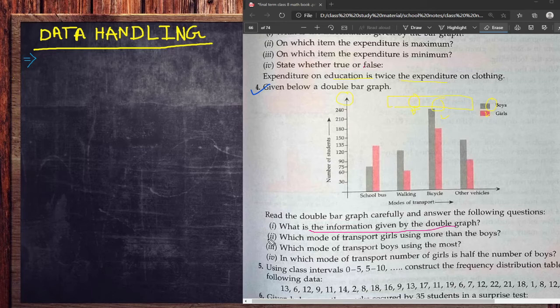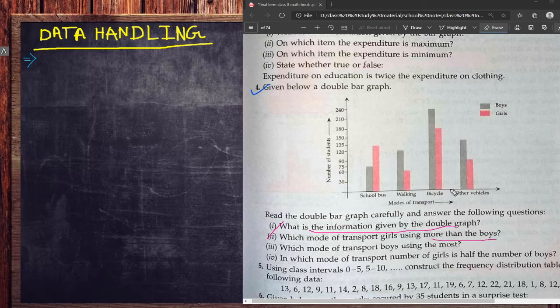That is the first answer. Coming to the second, which mode of transport are girls using more than boys? Remember, they mentioned girls using more than boys. So first of all, we have to check the graphs for the girls. Which one is the graph for the girls? That is already marked over here if you check once. This is given in pink, or reddish color over here. So in that pink color, the bar graph for the girls is given. So which transport is highest for the girls? That is bicycle.